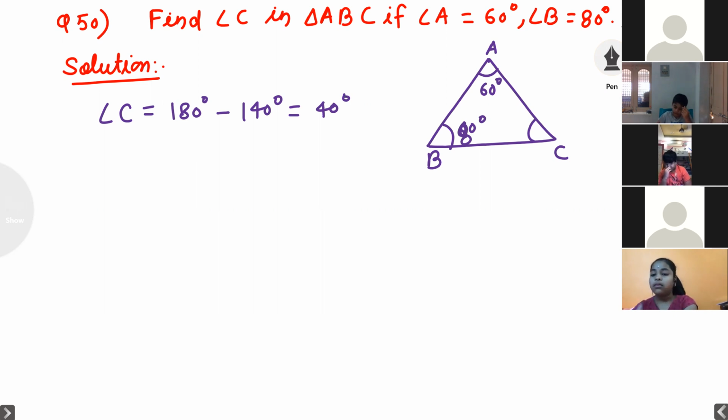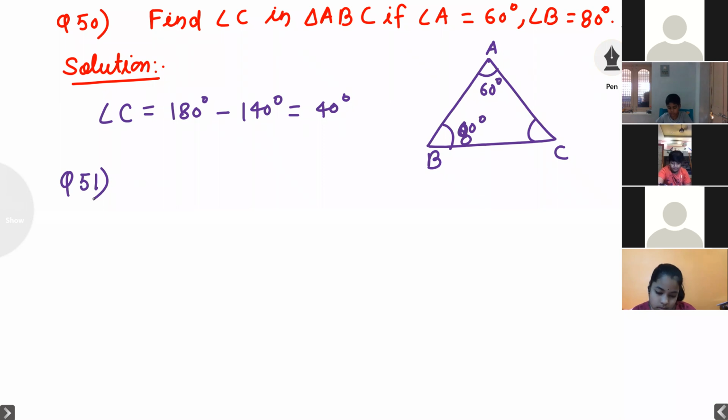Question number 51. Now students, I have given some concepts in the class notebook. Check it: orthocenter, centroid, median, altitude concepts. These concepts are very important. Again, I am recapping those I missed at the time in class.